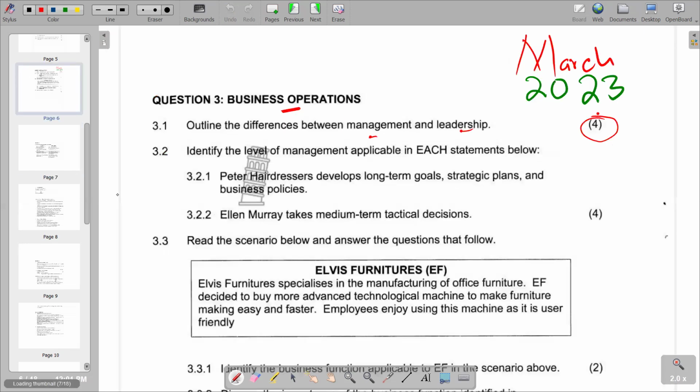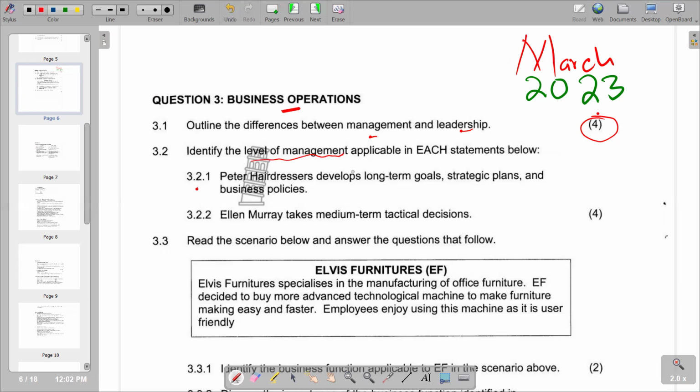The next question is identify the level of management applicable to each statement below. Obviously, we need to understand first what is the level of management. When I talk about level of management, it's a line of demarcation between various management positions. There are three levels of management, which are top, middle, and lower management.